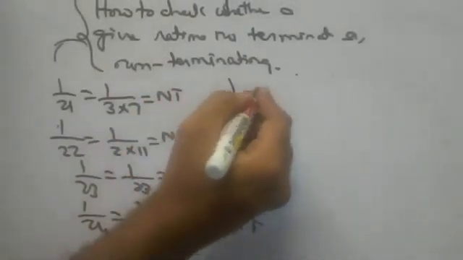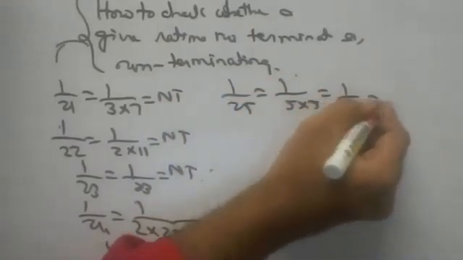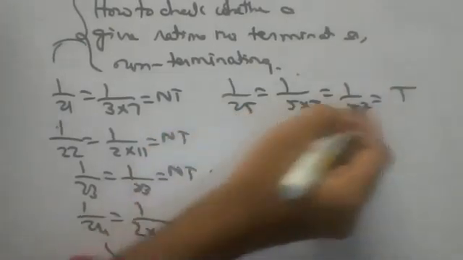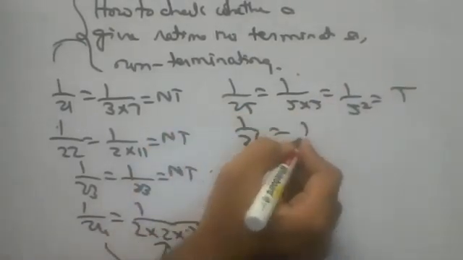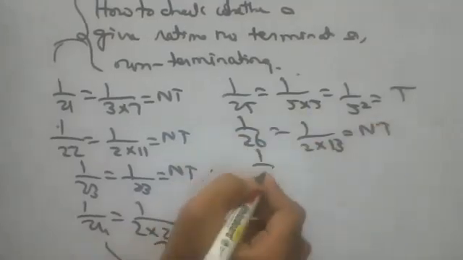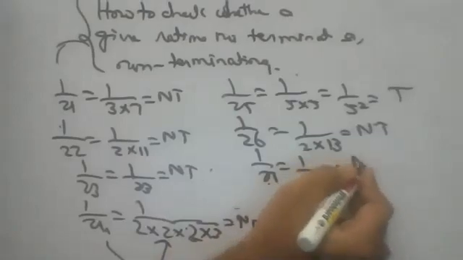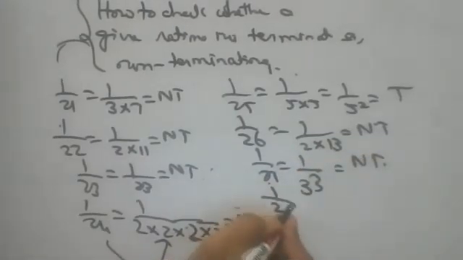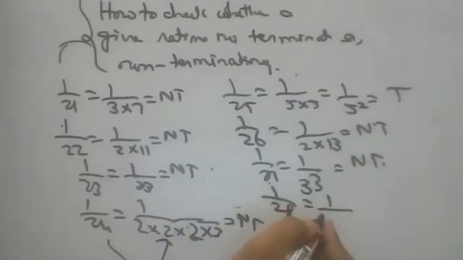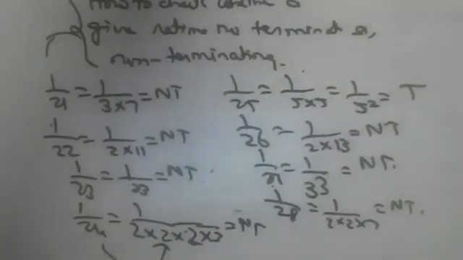1 by 25. 1 by 25 is what, children? 5 into 5, means 1 by 5 square. Yes, it is terminating because only 5 is there. 1 by 26, 1 by 2 into 13. No, non-terminating. 1 by 27, 1 by 3 cube. Prime factorization of 27 is 3 cube. Non-terminating. 1 by 28, 28 means 2 into 2 into 7. Non-terminating because 7 is there. Like that you have to check, children.